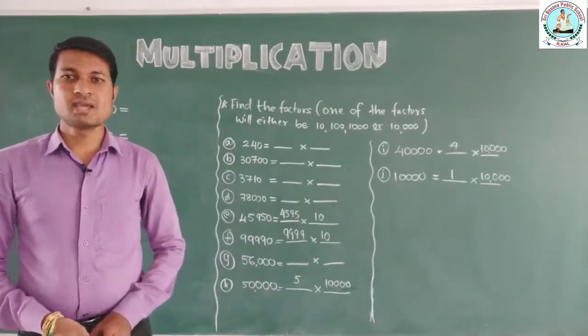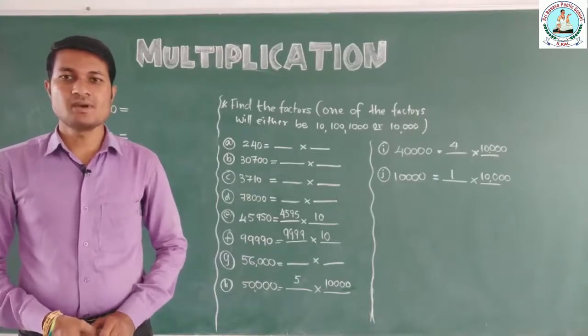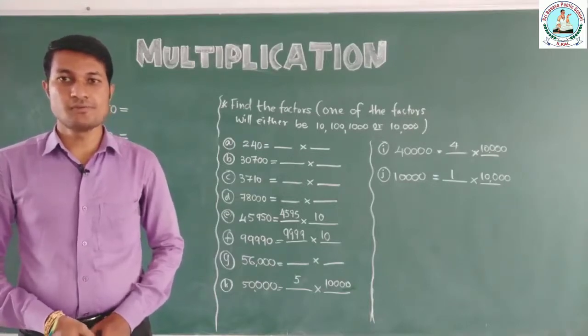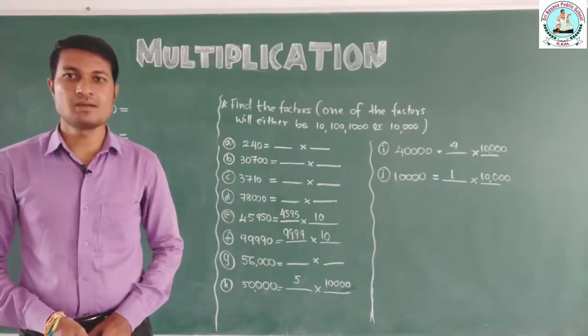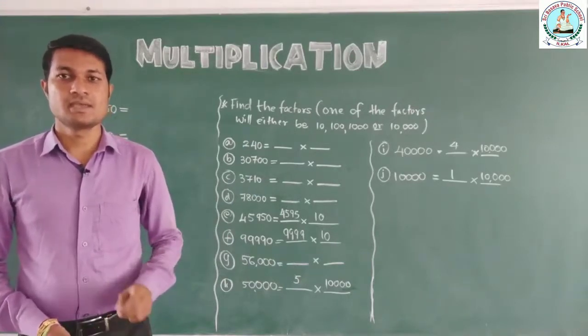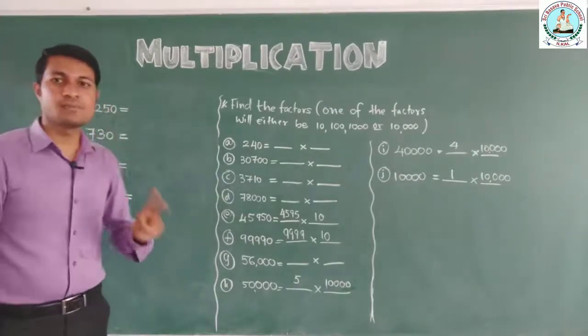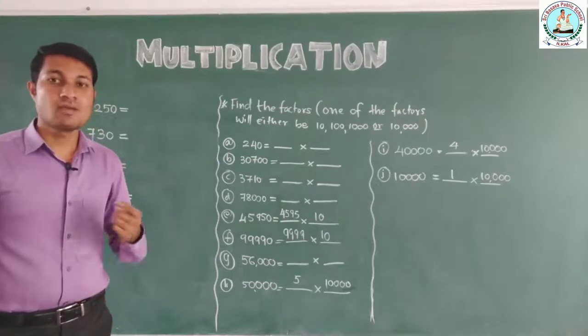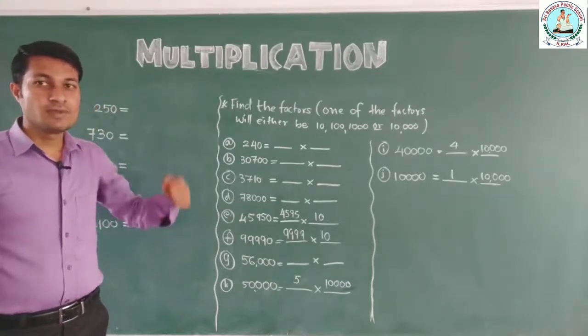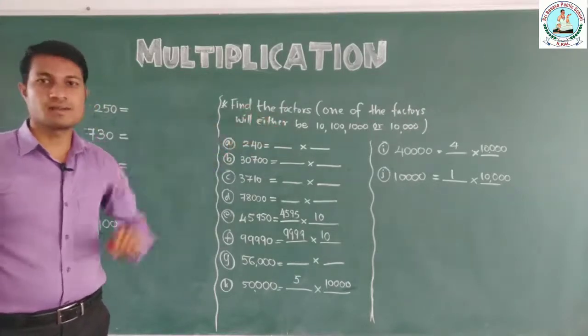Well students, sometimes we can express a number as the product of two factors, and one of the factors will either be 10, 100, 1000 or 10,000. Okay, let us try to express this 250 as the product of two factors, and one of the factors here will either be 10, 1000, 100 like this.